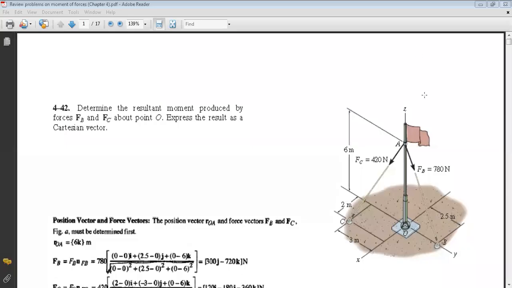Okay, so we will start today to do review problems on the part you are responsible for the exam on moment and forces. So to start with, determine the resultant moment produced by forces Fb and Fc about point O and express the result as a Cartesian vector. So here in this problem, we have two forces, Fb and Fc, and we want to determine the resultant moment about O.